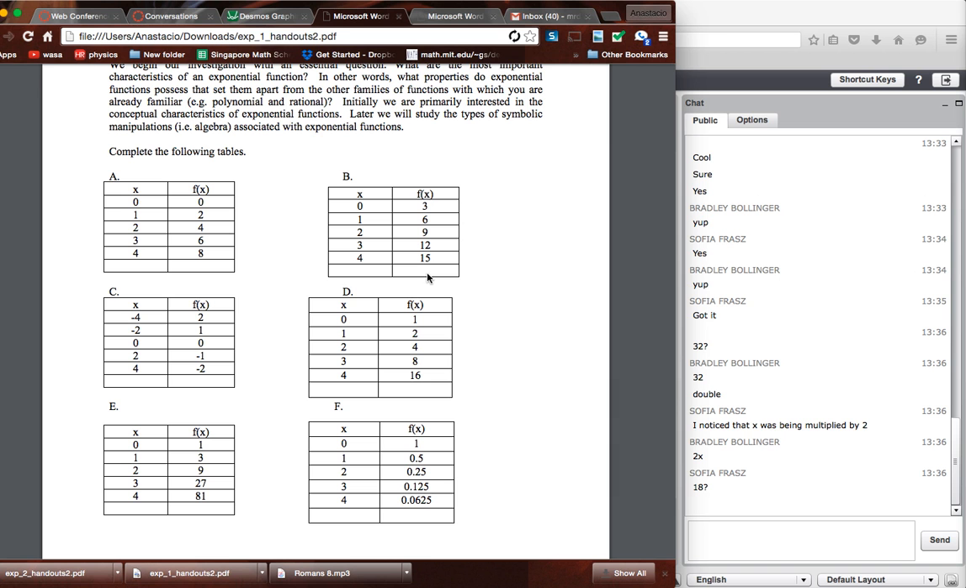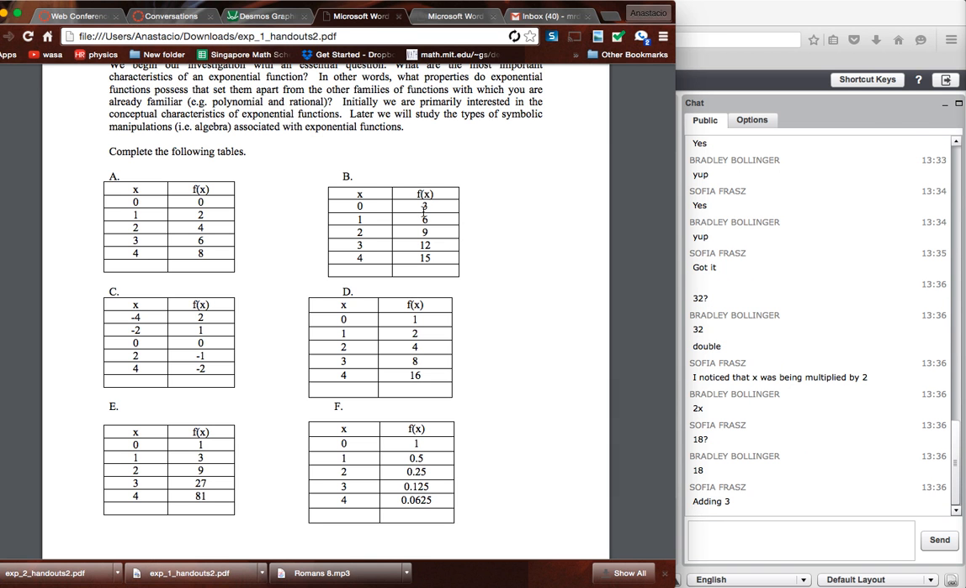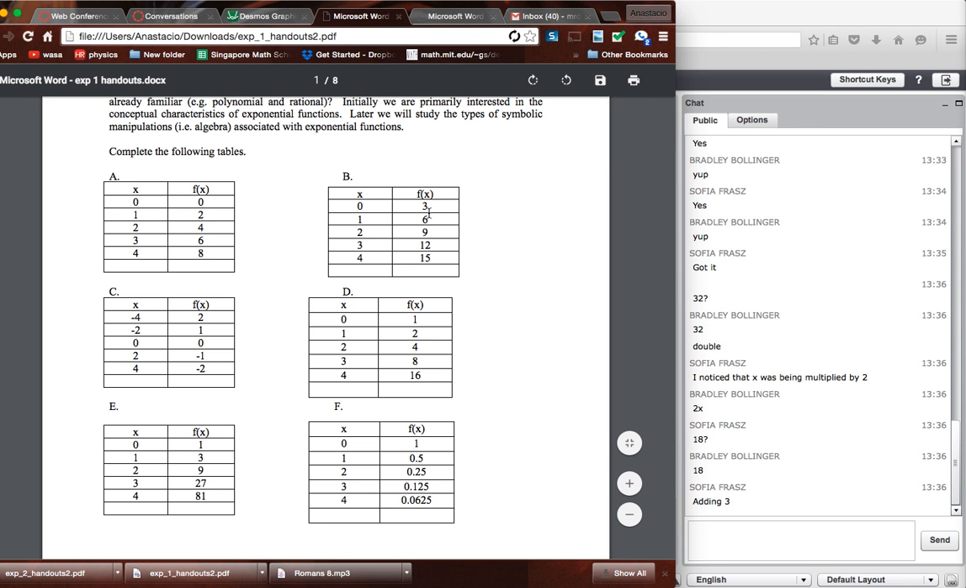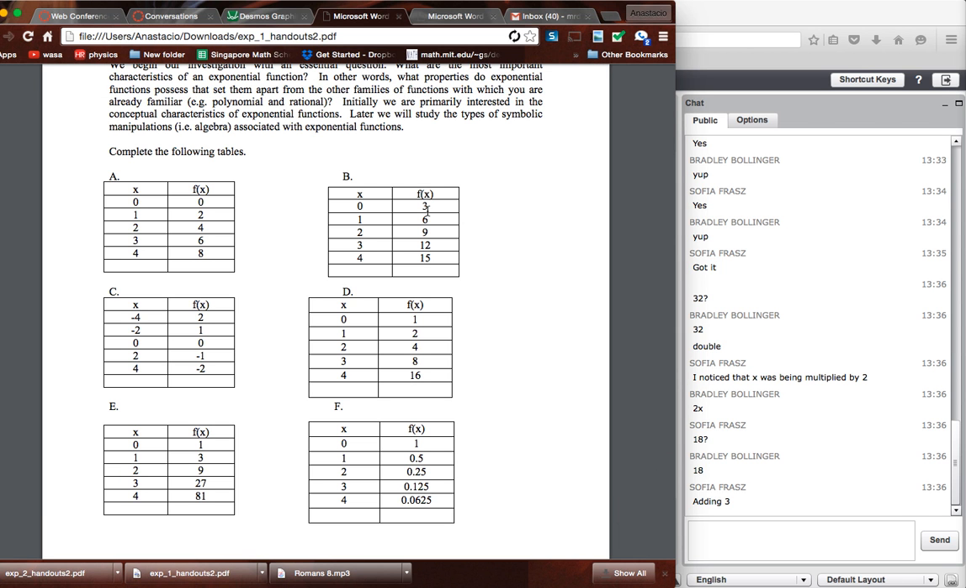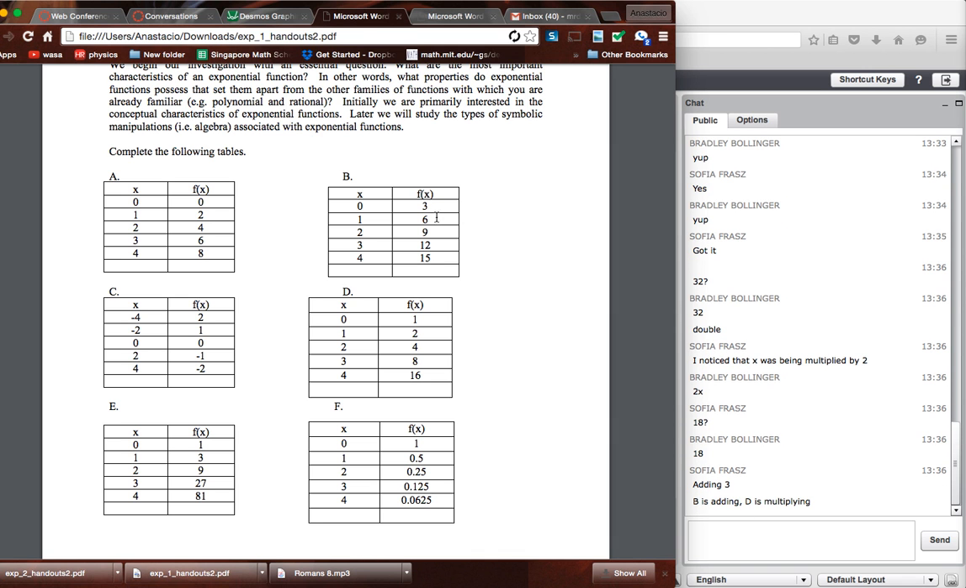Exactly. Okay, good. So there's something inherently different about this table over here and this table over here. For table B, this is a linear function. This is the one you guys are used to seeing. This is a straight line. And what this line looks like is basically to get to the next number, you add the number 3. Whereas with table D, to get to the next number, you multiply the previous number by 2.